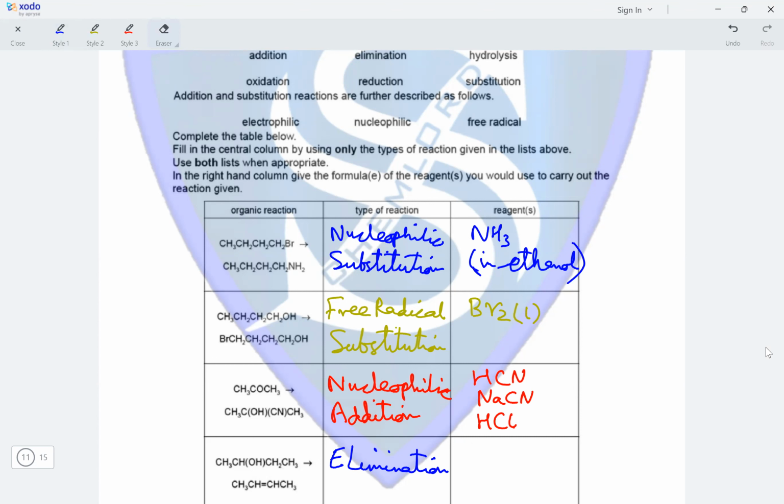So let's revisit the reagents and correct them. We are supposed to remove the OH group and the H group. So this requires two possible catalysts. Either it could be Al2O3, which would be present at 350 degrees Celsius, or we can have concentrated H2SO4 present at 170 to 180 degrees Celsius. So these are the conditions for the removal of steam from an alcohol to produce an alkene.